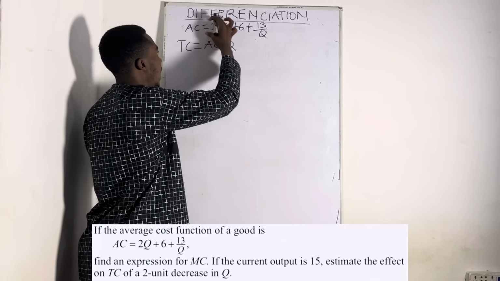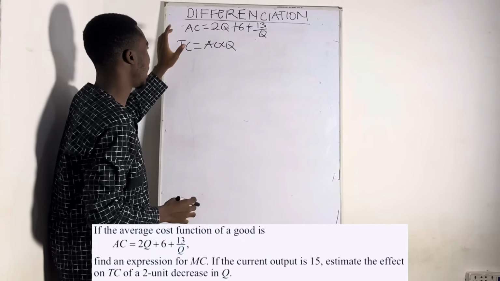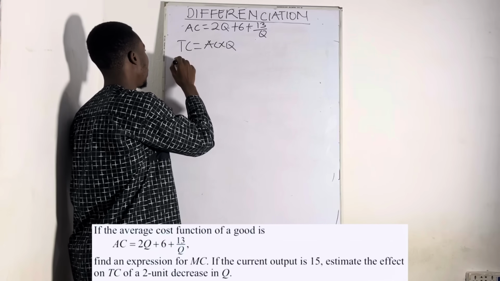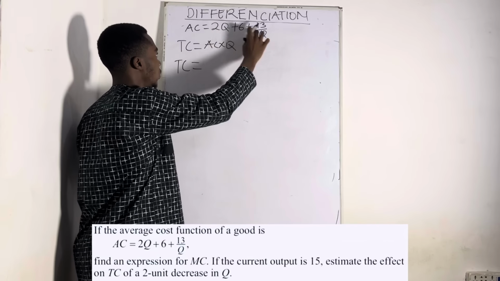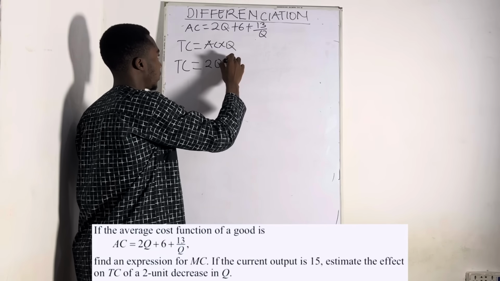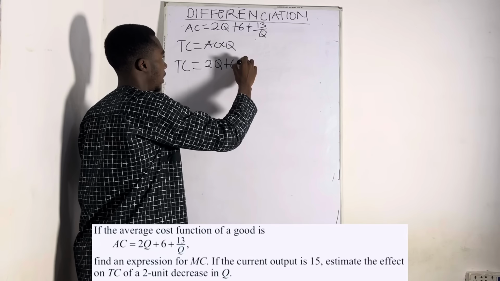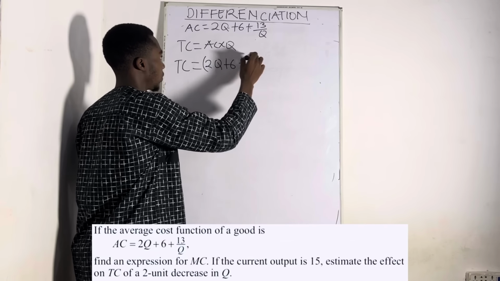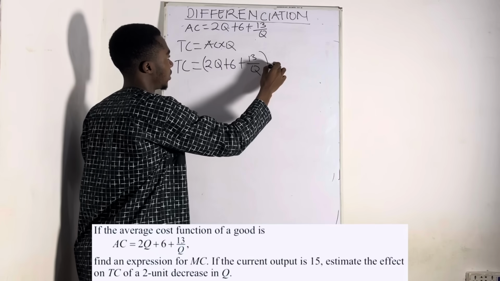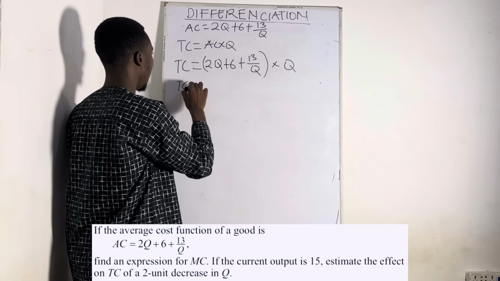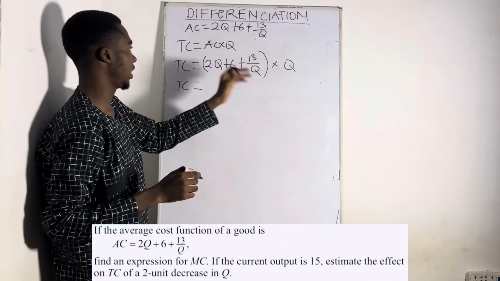You've already been given the average cost. So now you can just multiply the average cost times the quantity, which is your K. So our total cost is the average cost, which in the question they give us as 2K plus 6 plus 13 over K. Then times the quantity, times K.